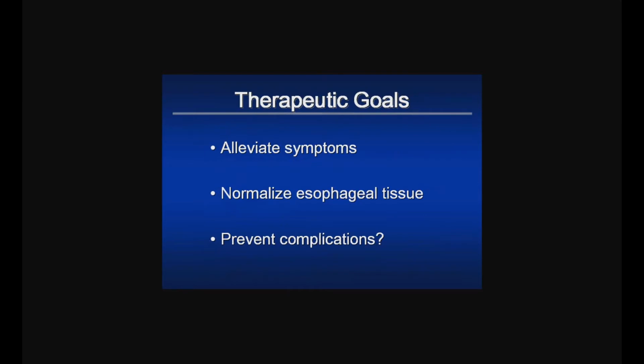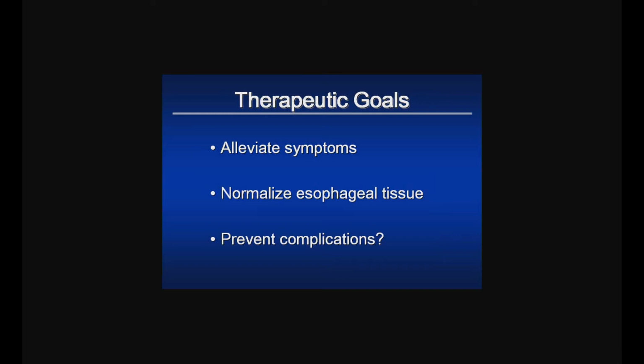So what are the therapeutic goals? Well, the therapeutic goals are to alleviate symptoms, make it so that they can eat easier, that they can choose other foods to eat, normalize the esophageal tissue so they don't have inflammation of the lining of the esophagus, and prevent complications. And I put a question mark there because some patients go on to develop strictures, but not everyone does that. And right now, we can't tell in advance who's likely to go on to develop strictures.